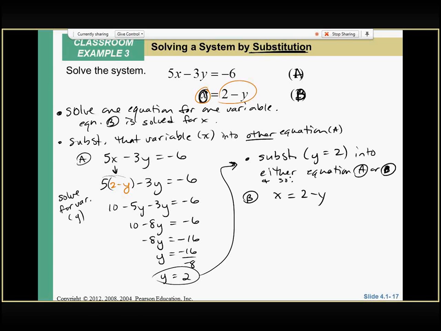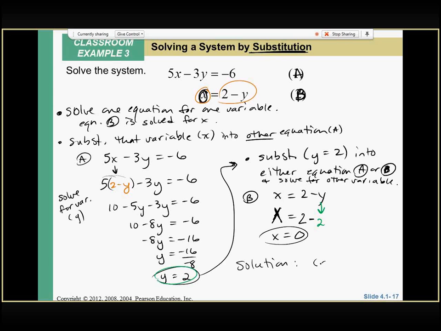So I should say and solve for the other variable. So we have in equation B, I'm now going to put y in. I just found y, so I'm going to substitute that in for y. And I'm going to solve for x. So x equals 2 minus 2. Sorry, that's a little off. So x equals 0.